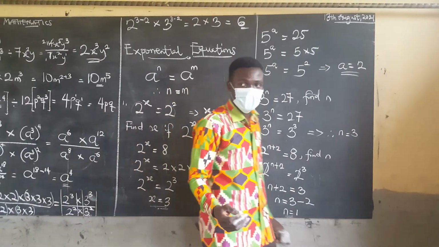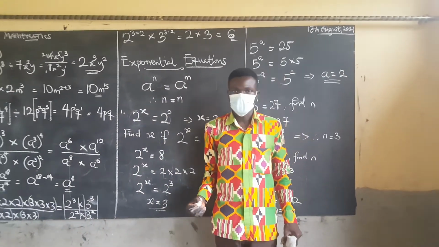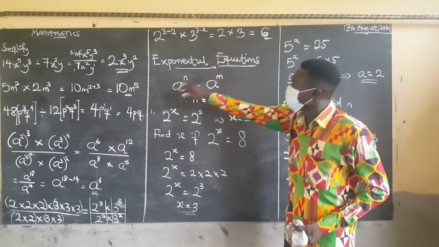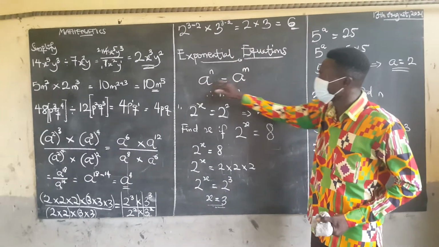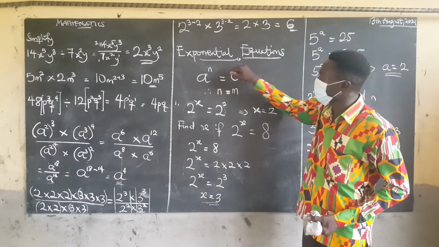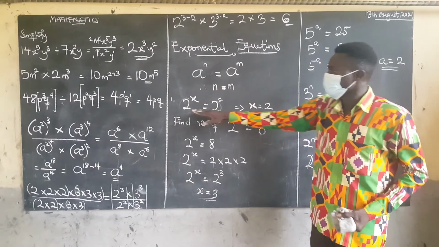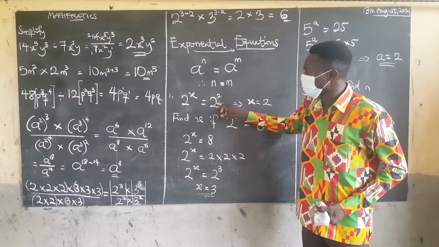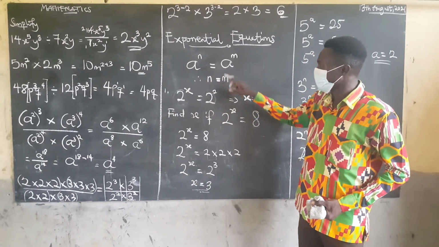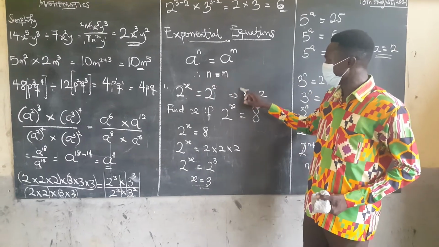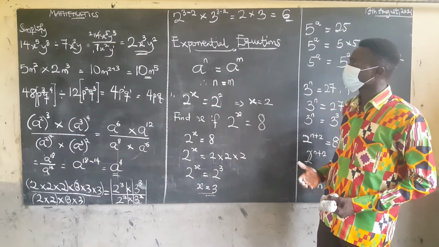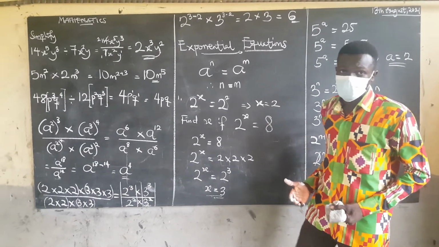This is the exponential equation. So if you are solving for the exponential equation, make sure to let the bases be the same. Then you equate the powers. If you have this and the bases are the same, because the bases are the same, you pick the exponents, then you equate the exponents. And this is how we solve for exponential equation.